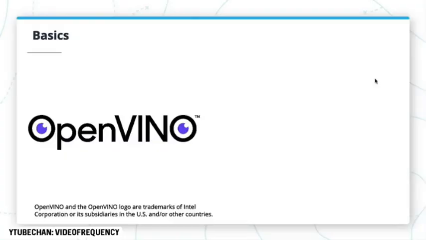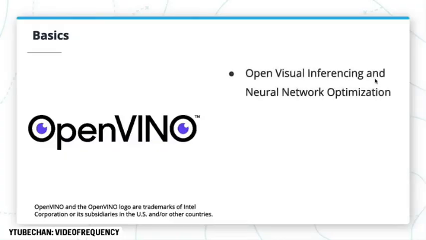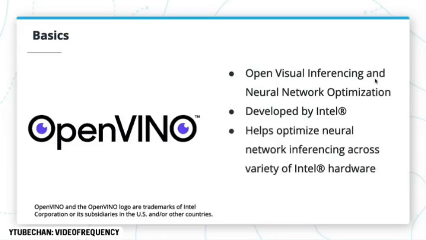The OpenVINO toolkit name comes from Open Visual Inferencing and Neural Network Optimization, not wine. As the name implies, it is largely focused around optimizing neural network inference and is open source. It's developed by Intel and helps support fast inference across Intel CPUs, GPUs, FPGAs, and the neural compute stick with a common API. You can take models built with multiple different frameworks, like TensorFlow or Caffe, and use its model optimizer to optimize for inference.